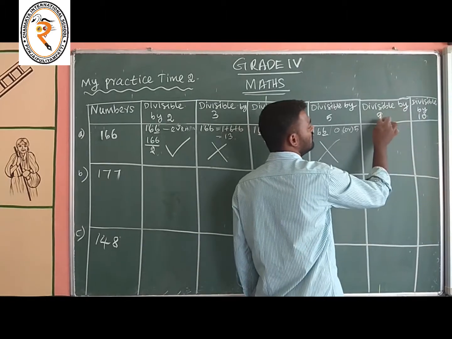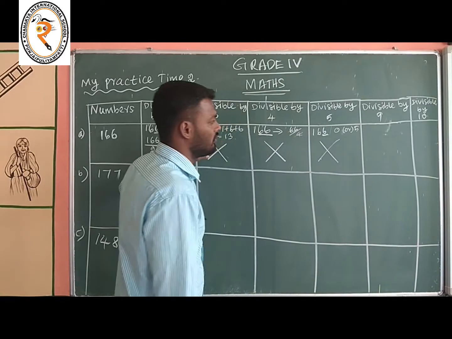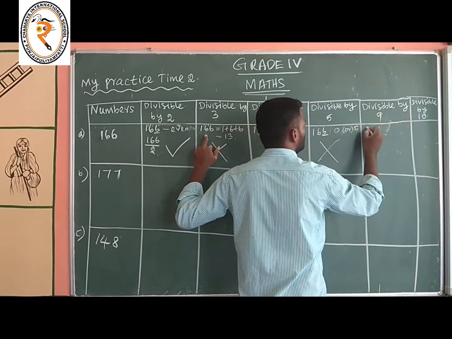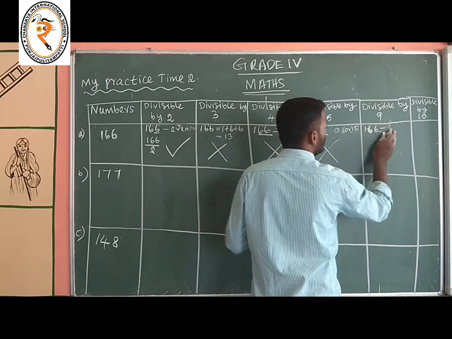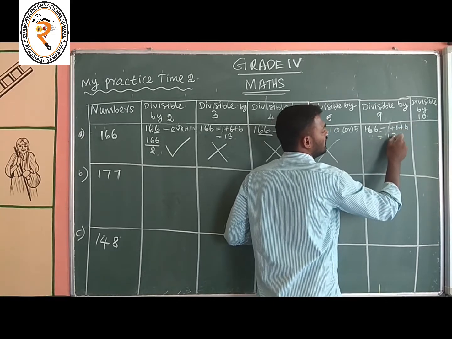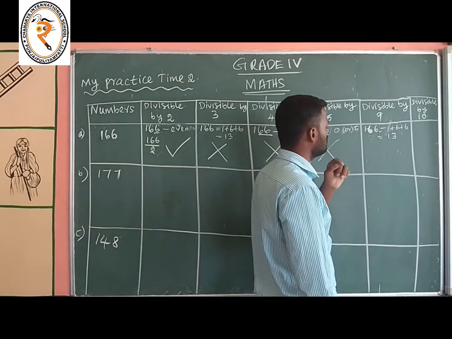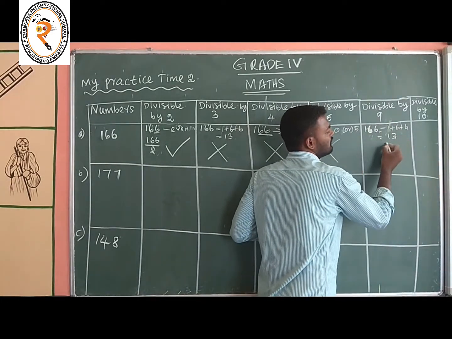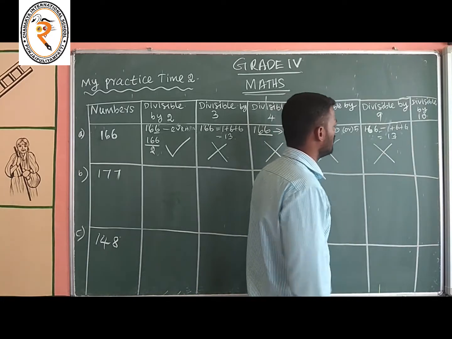Divisible by 9: the same rule as for 3 is also followed for 9. The sum of all the digits of 166 is 1 plus 6 plus 6, totally 13. 13 is not divisible by 9. So 166 is also not divisible by 9.